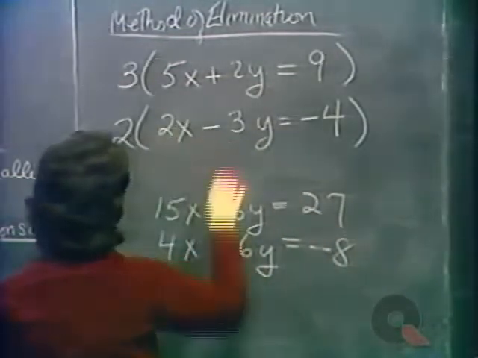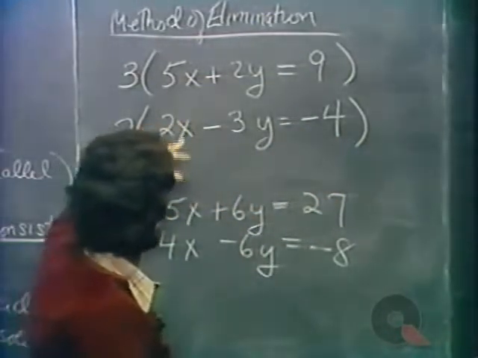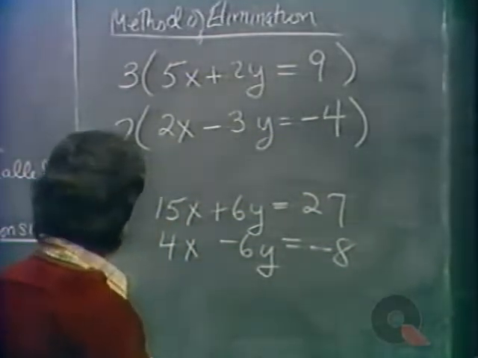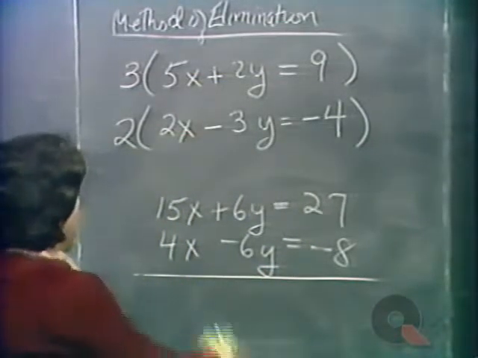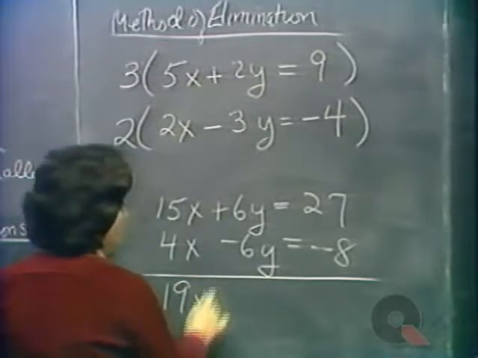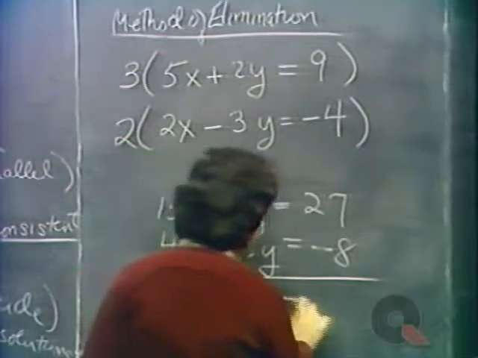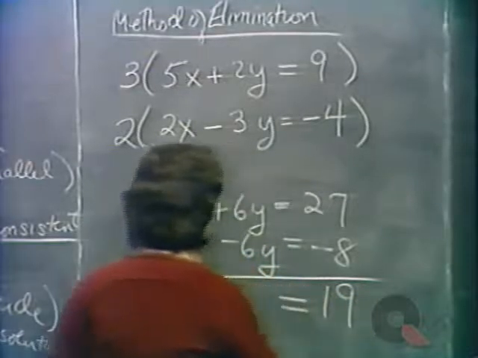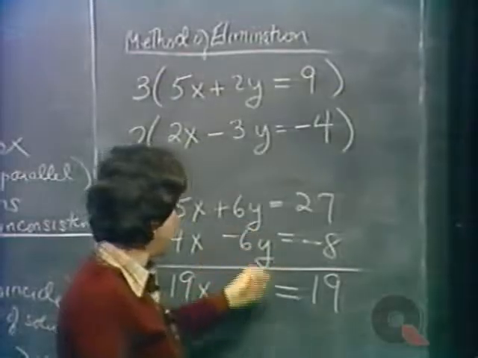Don't forget this 2, we're multiplying both sides of the equation. Every term gets multiplied by the 2. So it becomes 4x minus 6y equals minus 8. Now we have been successful here because when we add these two equations, look what happens. 15x and 4x gives us 19x, plus 6y and minus 6y gives us 0y, equals 27 minus 8, which is 19. We have produced an equation which involves only the variable x. In other words, y has been eliminated.